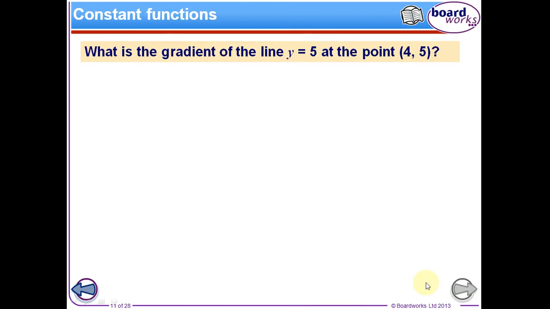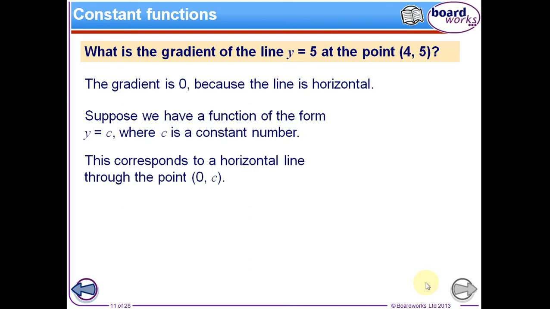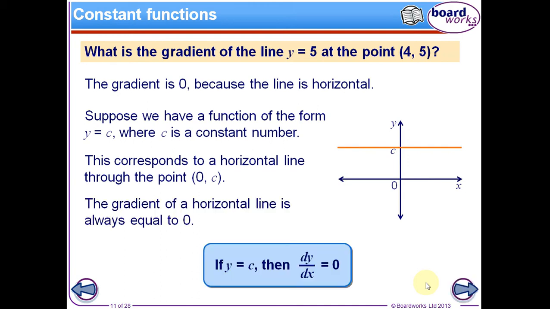What's the gradient of the line y equals 5? That's parallel to the x-axis, so the gradient is 0 because the line is horizontal. Suppose we have a function of the form y equals c, where c is a constant number. This corresponds to a horizontal line through the point (0, c). So I'll take you through that again. When you differentiate a constant, it gives you 0. Take any real number, differentiate it, and the gradient equals 0.